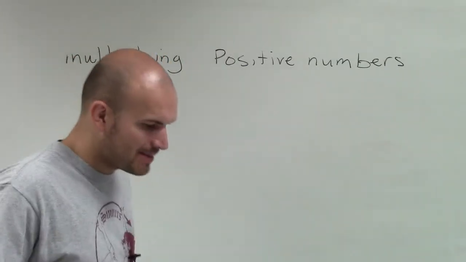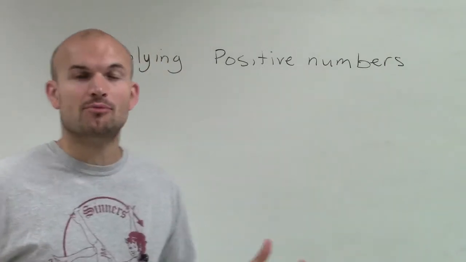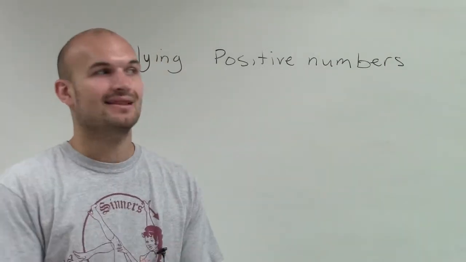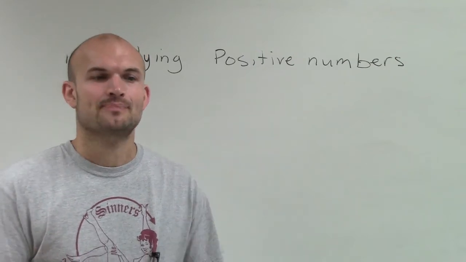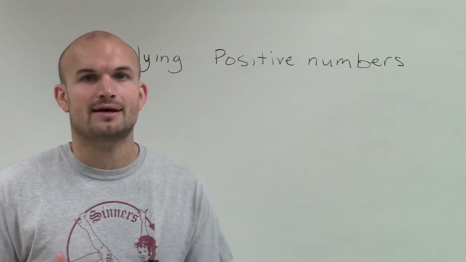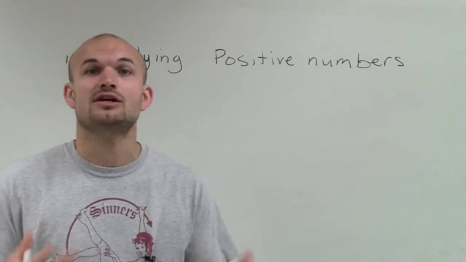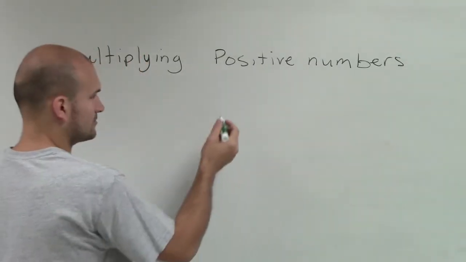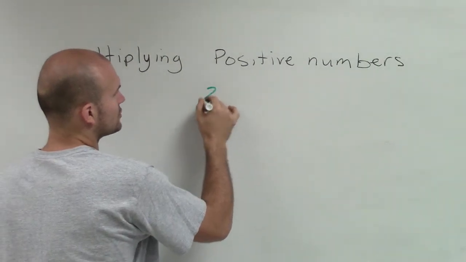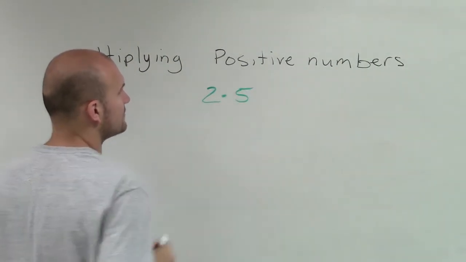So when multiplying positive numbers, there's two ways I like to always show multiplying numbers, because we have to remember a lot of times we might get stuck and be like, oh crap, what is this times this, right? So if we can visualize, or at least understand the concept of multiplying numbers, it's going to help us out. So let's do 2 times 5, all right?